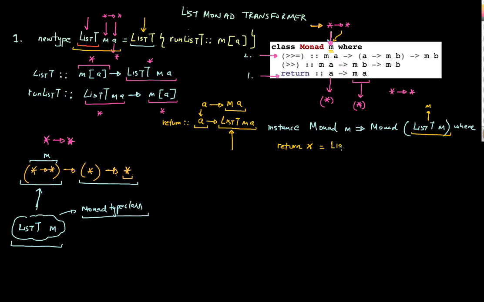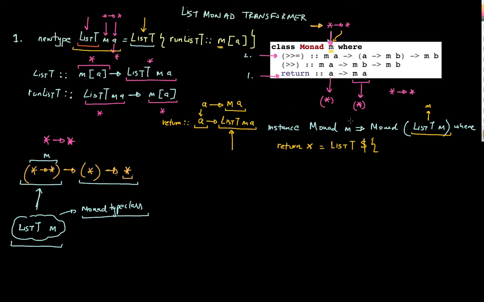So this is going to equal ListT. When I use this value constructor and provide the appropriate value for the first field, the value I create is going to have a type of ListT m a. I'm just going to make sure that I don't deviate from the type signature of my return method. So this is ListT, and I'm going to provide my first field here.